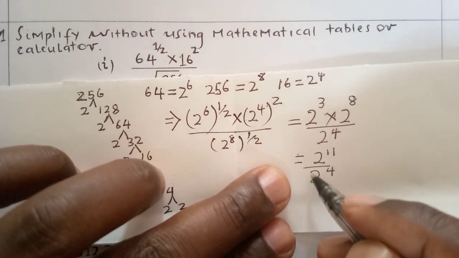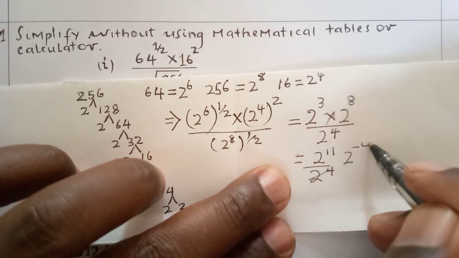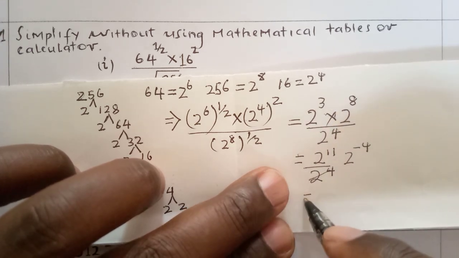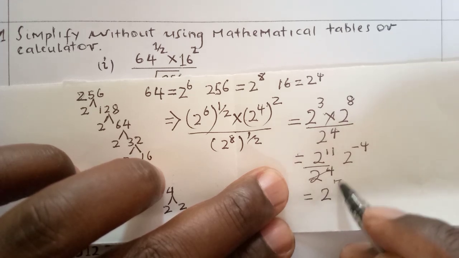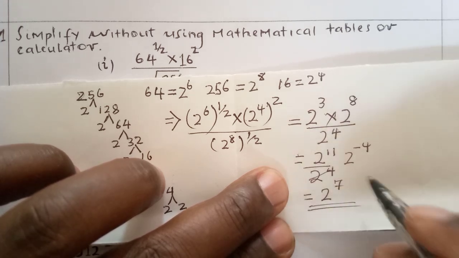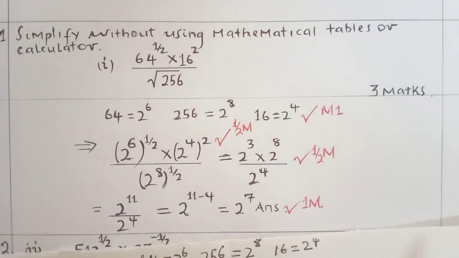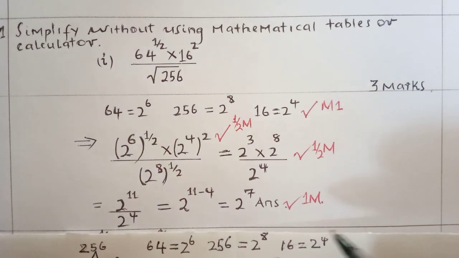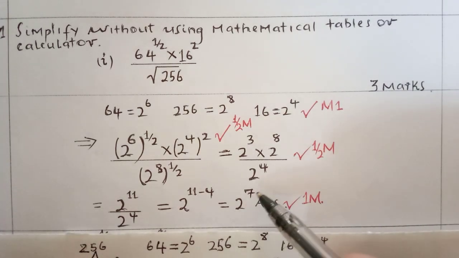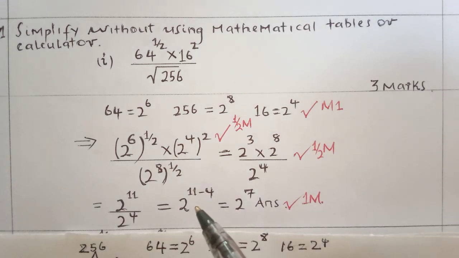So I can bring this up. It will be 2 raised to negative 4. So my answer is going to be 2 raised to 11 minus 4, that is 7. And so that is our answer for that. This is how I have done it. You can please go over it and see. You can see this is 2 raised to 7, as we have seen. So that is question number 1.